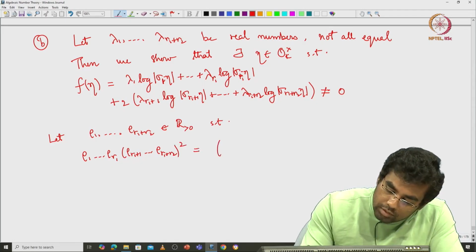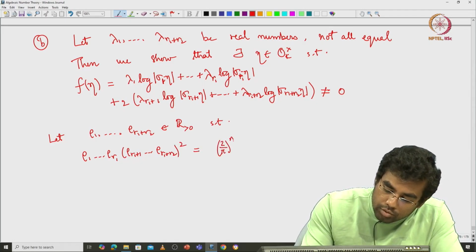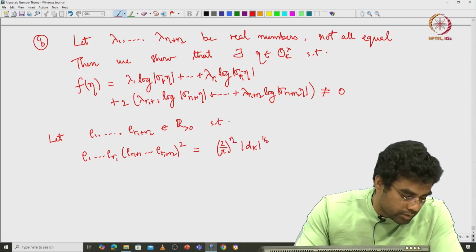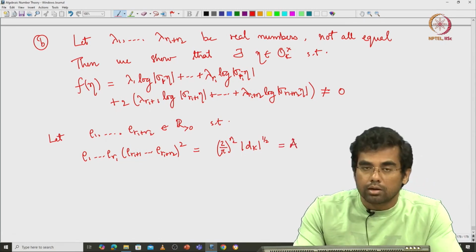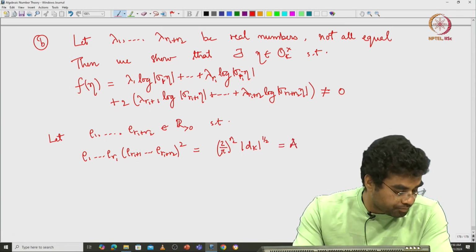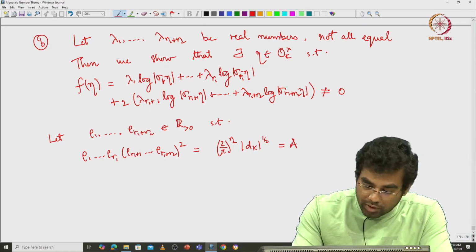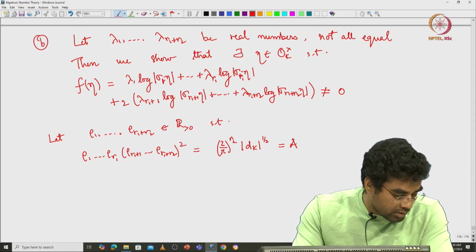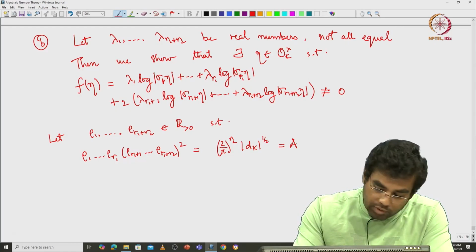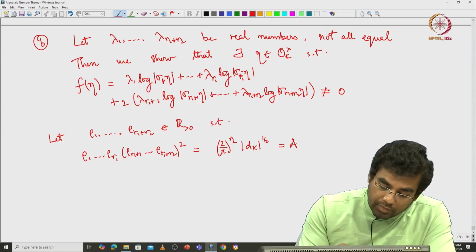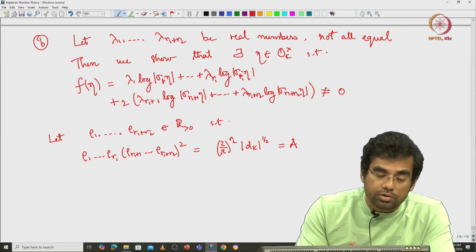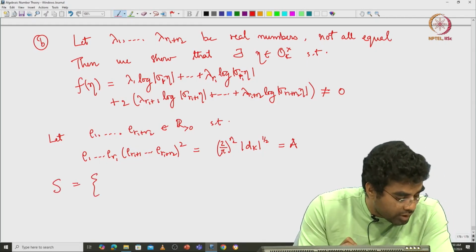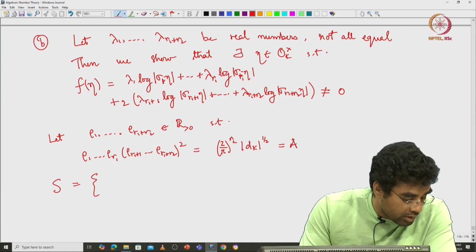This is equal to 2 by pi r2 mod of dk to the half, and let me call this quantity A. Okay, so this quantity is capital A. Now, as I said, I am going to make a precise choice of these rho i's later on, and let S be the, this is where the geometry of numbers comes into picture.